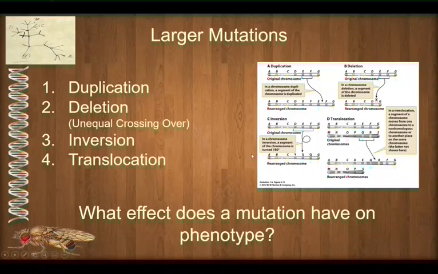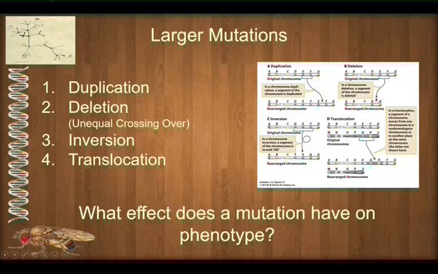An inversion, just as the name implies, is where we have no additional DNA, no lost DNA, but part of the DNA is arranged in a different order. It's inverted, but in the same location. And then finally, a translocation is where a piece of DNA is moved to an entirely new chromosome or to a very different site on the same chromosome.